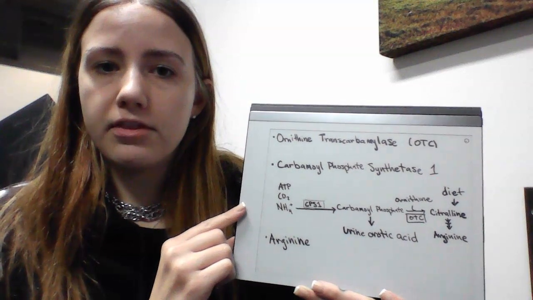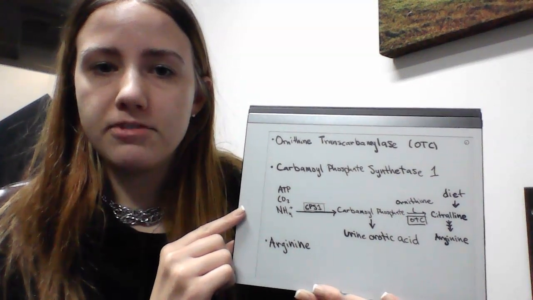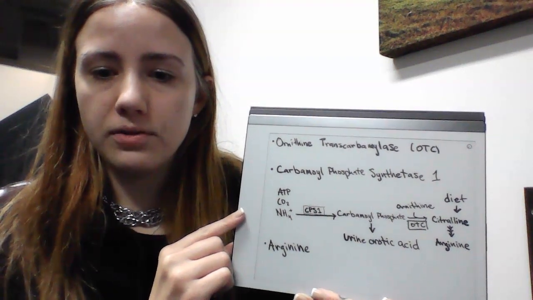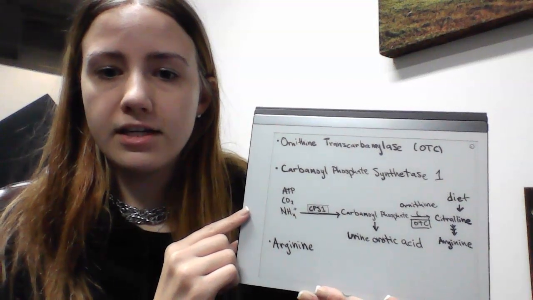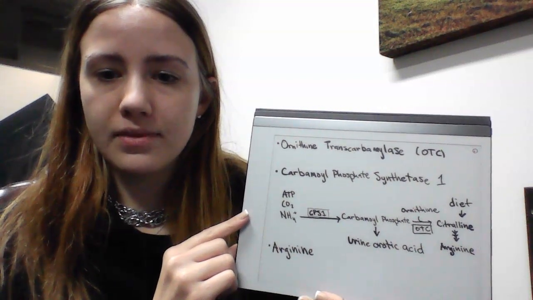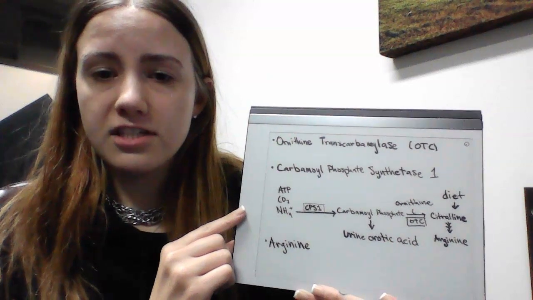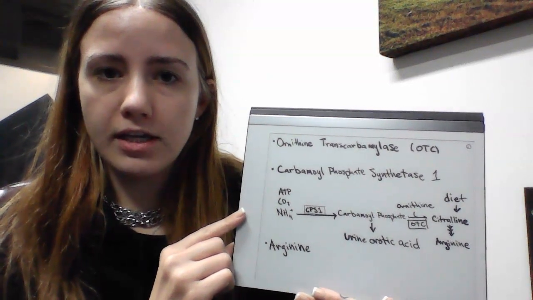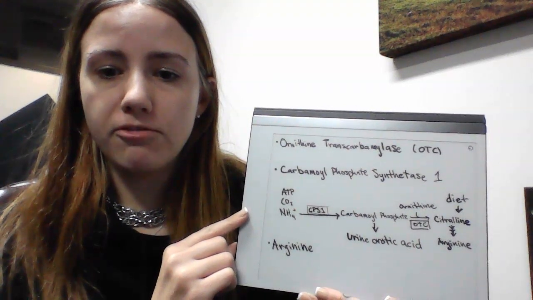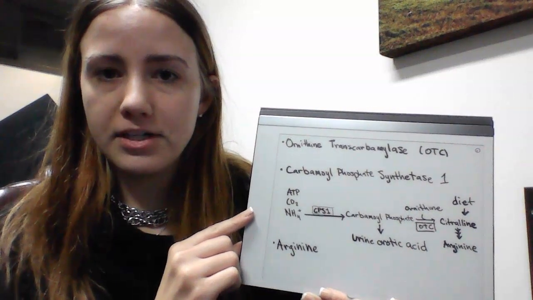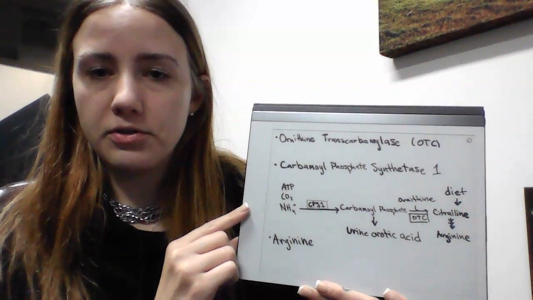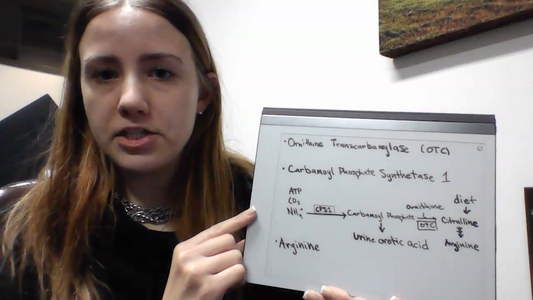I believe the most likely enzyme to be deficient in the urea cycle is ornithine transcarbamylase. This is because a deficiency in this enzyme would lead to an accumulation of carbamyl phosphate, which would lead to an increase in orotic acid being produced, which is what we saw in the patient.